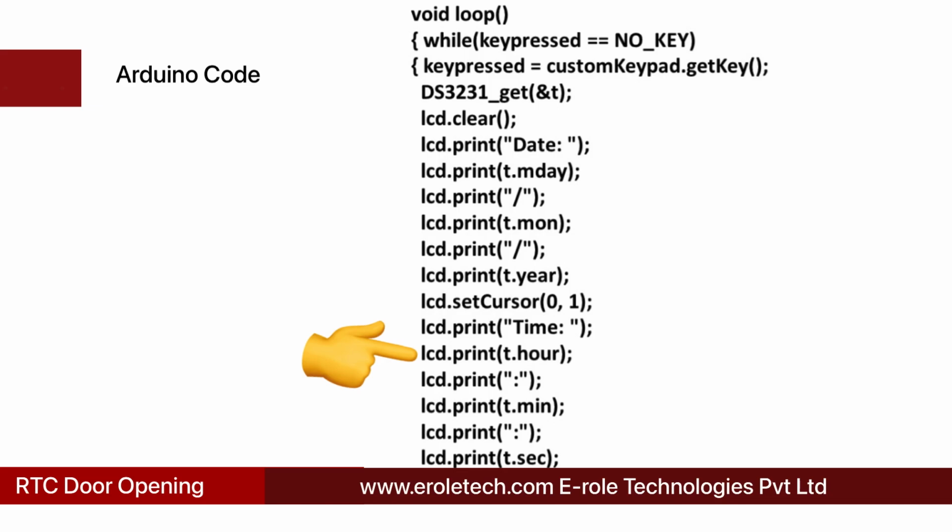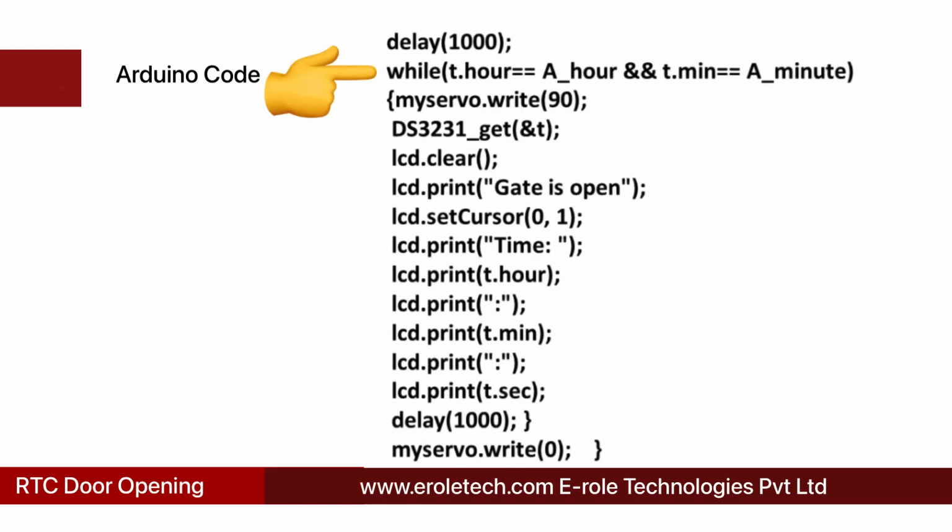lcd.print(hour) will display the hour value on the LCD screen. lcd.print(min) will display the minute, and lcd.print(second) will display the second value on the LCD screen. If the hour value is equal to hour and minute equal to minute, then Arduino will rotate the servo 90 degrees and display the message on the LCD screen that the gate is open. Arduino will display the time on the second line of the LCD display. The gate will remain open for 1 minute, then it will close.